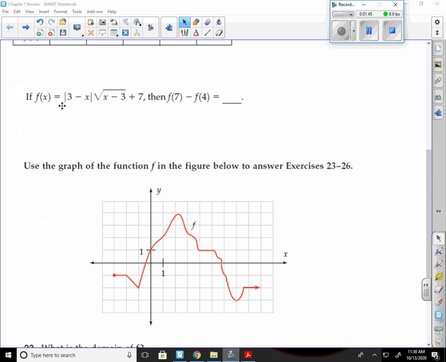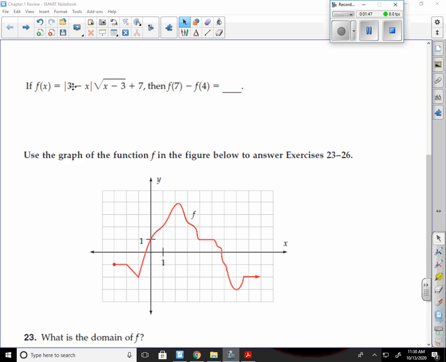On to the next one. We have f of 7 minus f of 4. Whenever I look at this, this is functional notation. That tells me that I need to take the 7 and plug it in for everywhere I see an x. Then whatever I get there is my f of 7. Take the 4, plug it in everywhere I see an x. Whatever I get there is f of 4. Then subtract the 2.